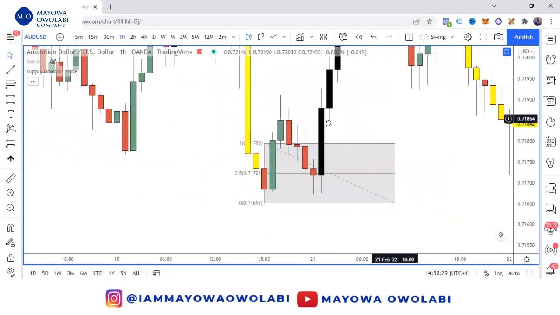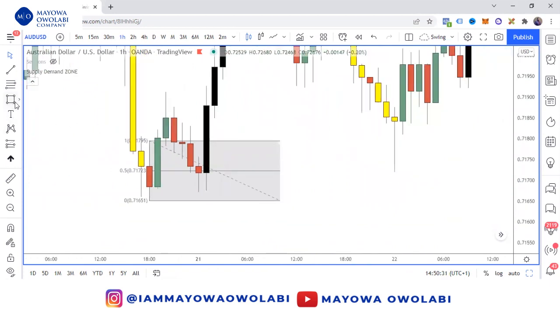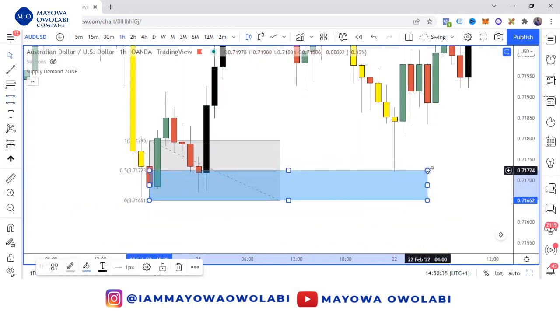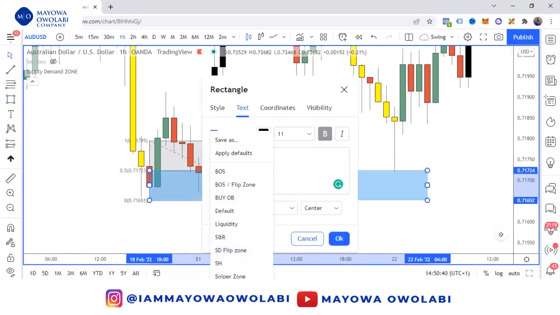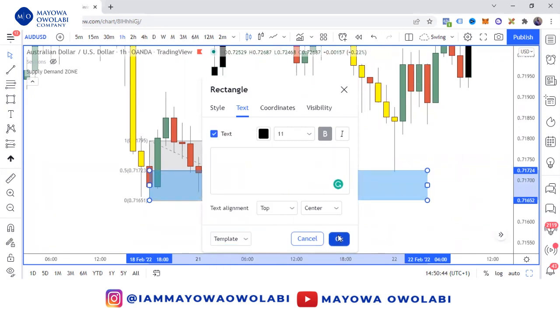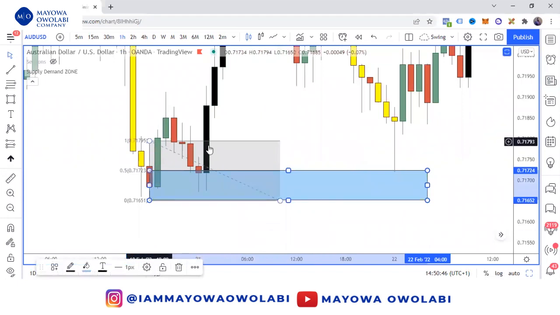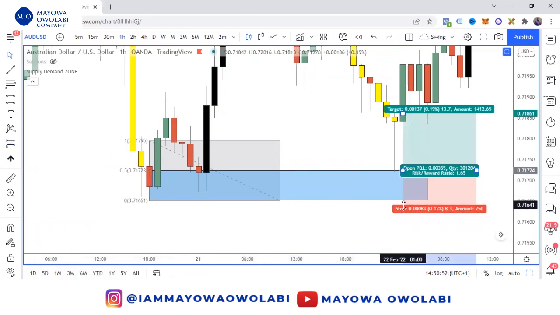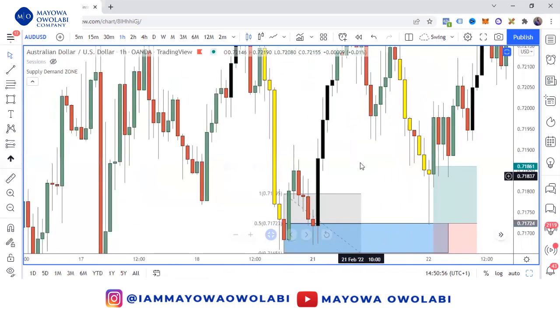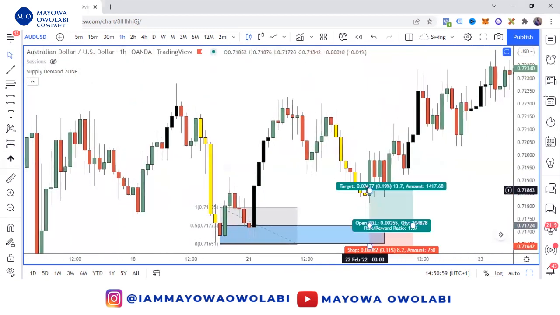So we expect the market to come into it. And you see that? Yeah. So this is it. This becomes your entry, and this becomes your stop loss. This is about 8 pips. Then take profit 1 to 5.